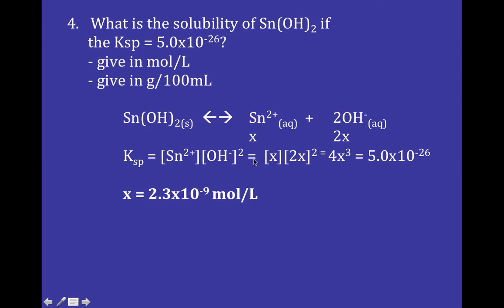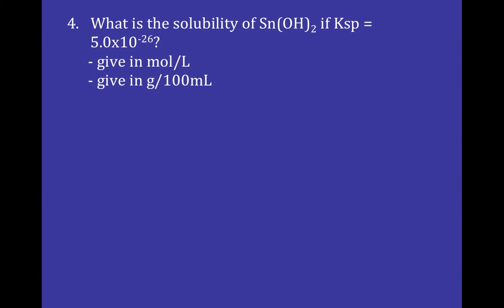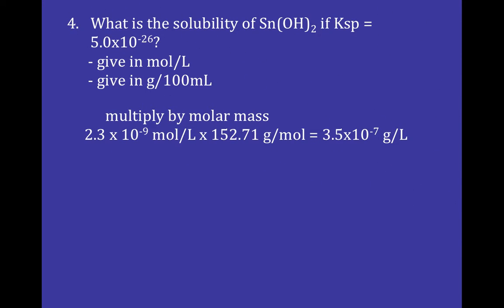Now we have to take our moles per liter, and convert the moles to grams, and we have to convert liters to 100 mils, per 100 mils. So that's what we're going to do. So now we have it in grams per liter. All we did was the usual thing from Chemistry 11, multiply by molar mass, and we get our answer in grams per liter.